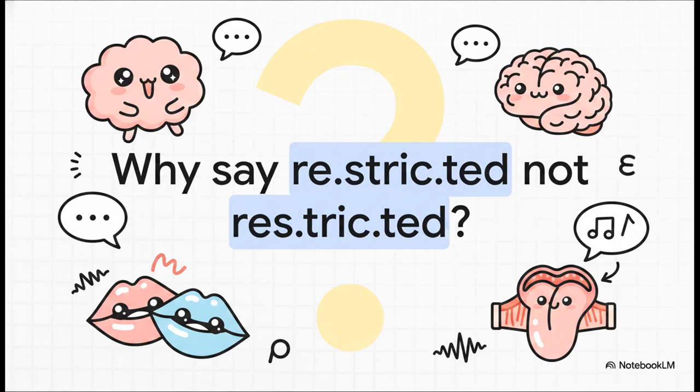Now, have you ever stopped to wonder why we naturally break it up as "re-stricted" instead of, say, "res-tricted"? Seriously, try saying "res-tricted" right now. It feels incredibly clunky, right? It almost feels like your mouth is literally tripping over itself. Well, today we're going to solve this everyday mystery. As you'll see, our mouths are blindly obeying hidden linguistic laws without us even realizing it.